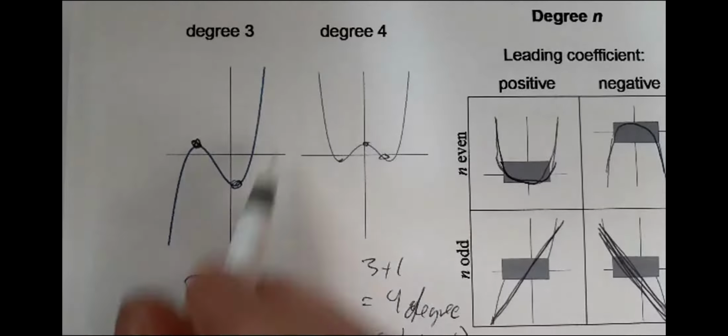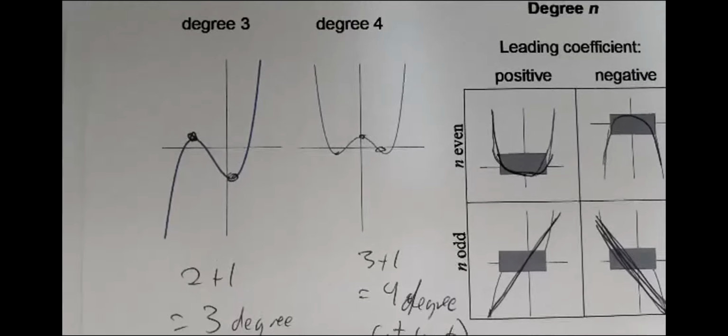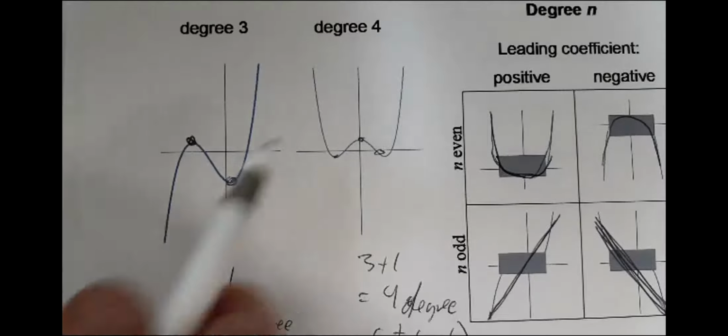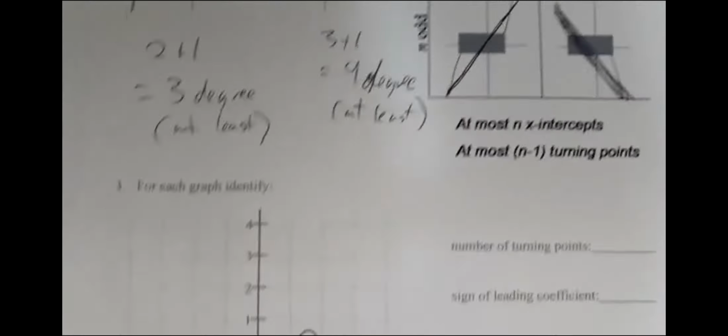So these turnings only happen when we add the smaller degrees in there. So if we think about y equals x to the third, it has 0 turning points. So that might be a good example to contrast that to.